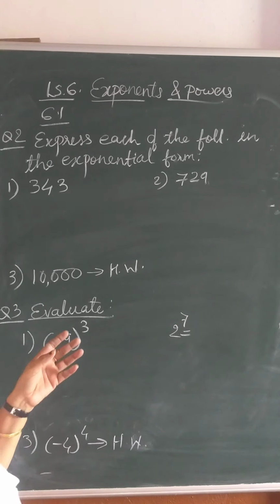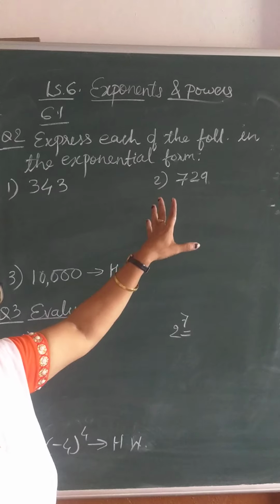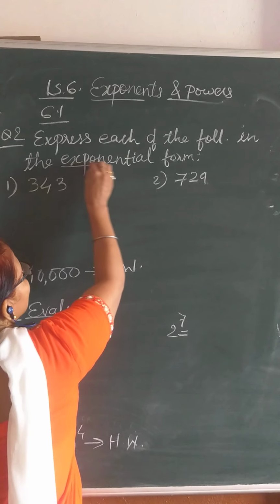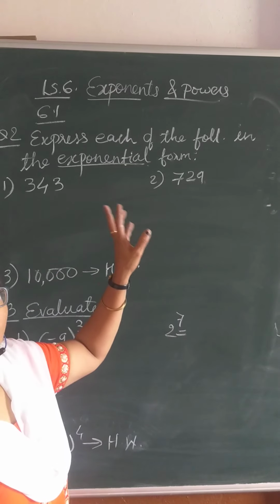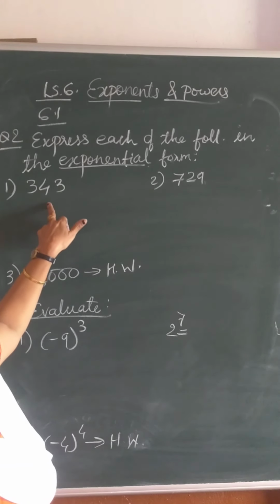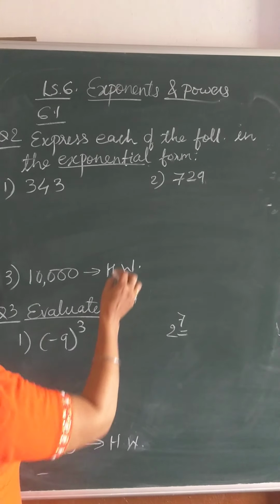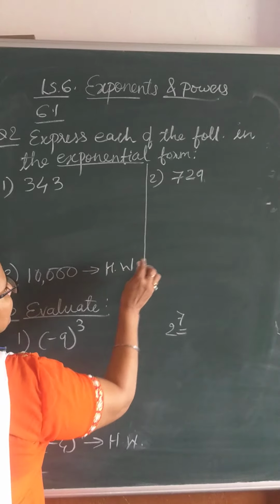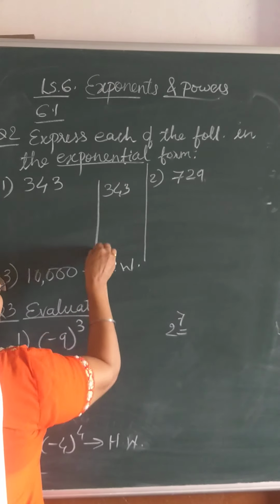Now see children, question number 2. Express each of the following in the exponential form. You have to write all these examples in the form of exponent, means in the form of powers. Okay. So to write the powers, first you have to find its factors. And you know children how we find the factors. See, 343 is there. And find the prime factors.